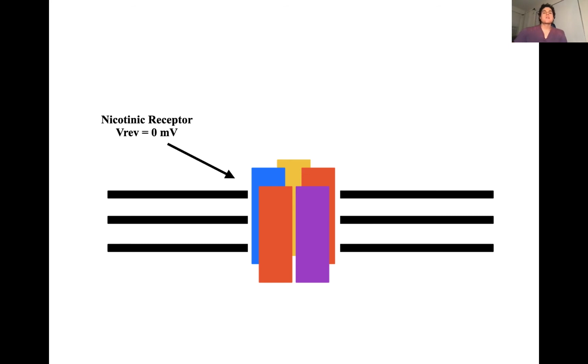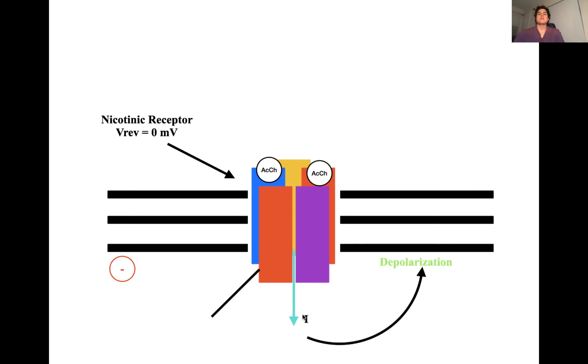Now, if we bring our acetylcholines into the synapse and they bind to the nicotinic receptor, it will cause the channel to open and allow current to flow through. Because the membrane potential of a muscle cell is far more negative than 0 millivolts, the current will flow into the cell and therefore cause the cell to depolarize.